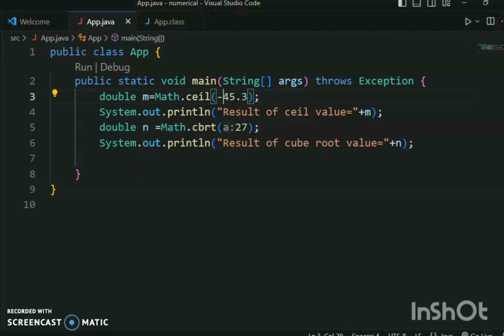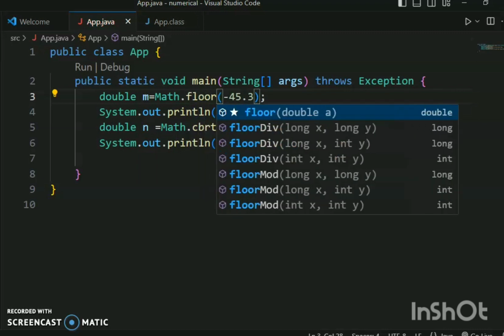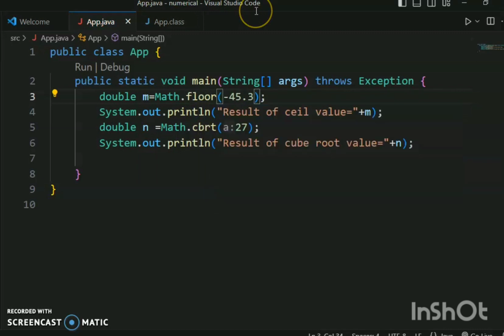Now friends, again we will teach Math.floor functions. Okay, so the floor function, I write F-L-O-O-R, Math.floor. Suppose the value is 45 point something. Floor function means the lower integer. The ceiling function is the greatest integer and the floor function is the lower integer.